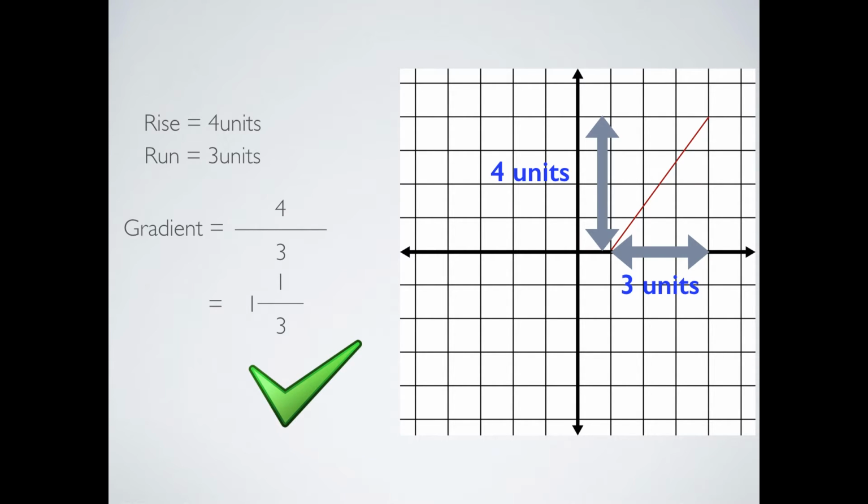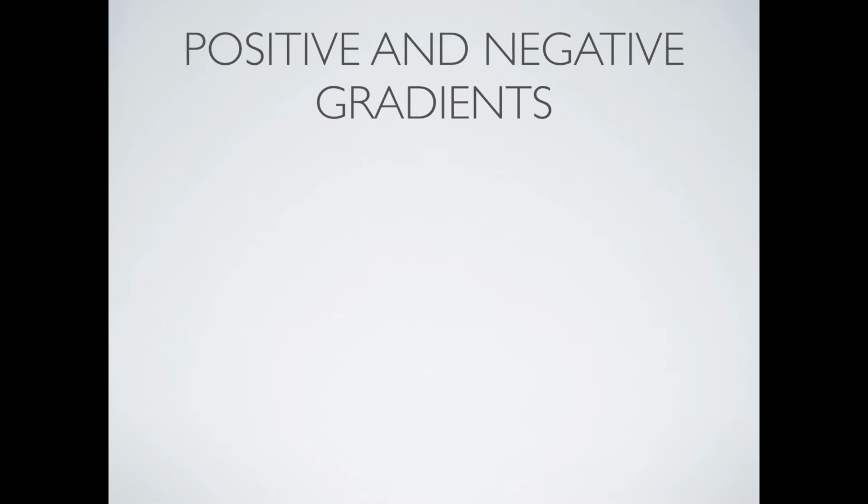That is how you measure gradients of different lines. It's basically just the rise divided by the run. I don't even think this should be classified as a formula. It is so simple.